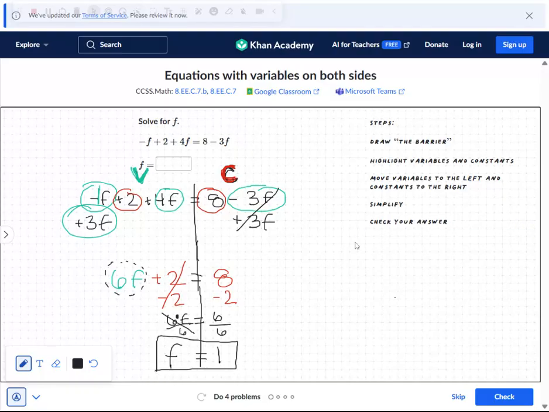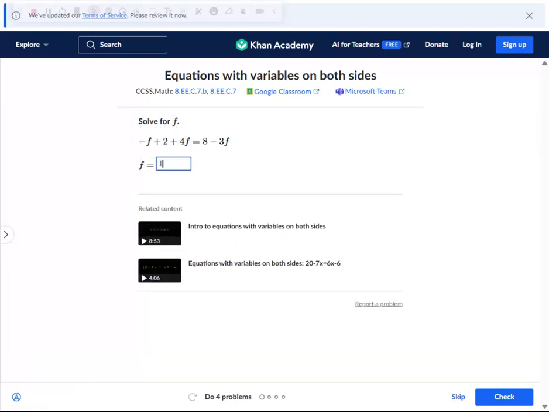Our last step is checking our answer. We could plug it in and just double check. So we would have negative 1 plus 2 plus 4 times 1. Is that the same thing as 8 minus 3? Let's check. So 4, 5, 6, minus 1 would be 5, and 8 minus 3 is 5. So yep, it does work. All right, and then we'll get rid of this and plug it in. f equals 1.